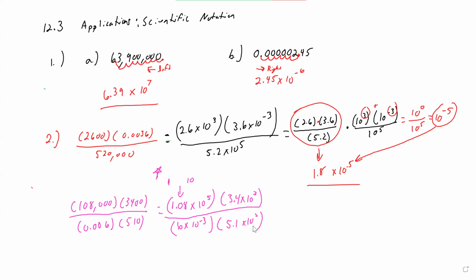And then from that, we can simplify it by separating all these numbers. So I can say 1.08, 3.4, 6, and 5.1. And over here, I can take all these 10s. So 10 to the 5th, 10 to the 3rd, 10 to the -3rd, and 10 squared.